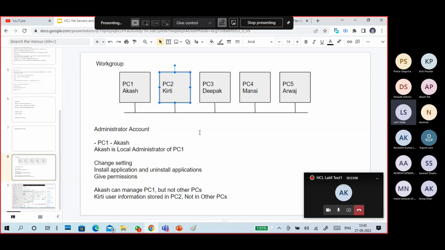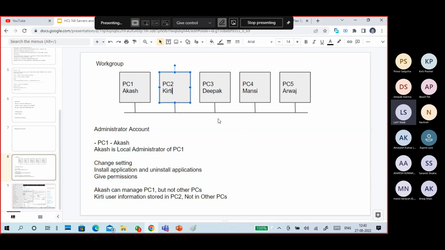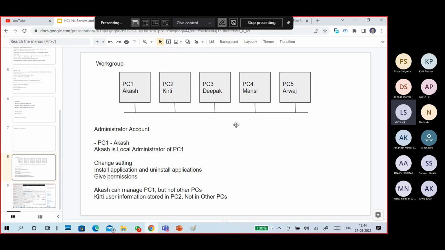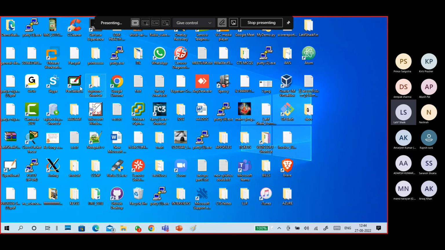Again, I'm going to explain some more points here. Why did I put this last point, that more PCs are difficult to manage? For example, this is my background theme. I use the default Windows 10 background. After it is upgraded to Windows 10, it shows like this. Just in case, think like this.